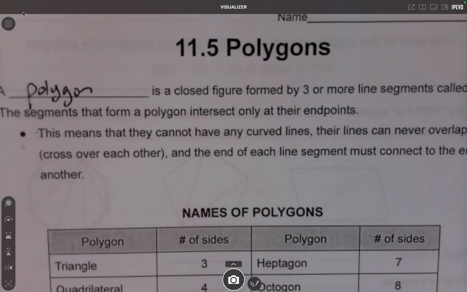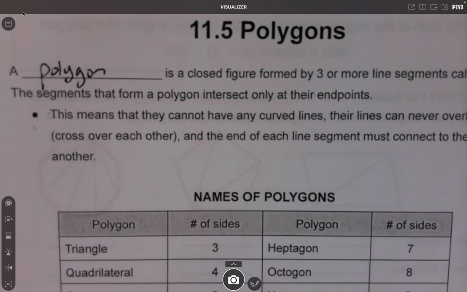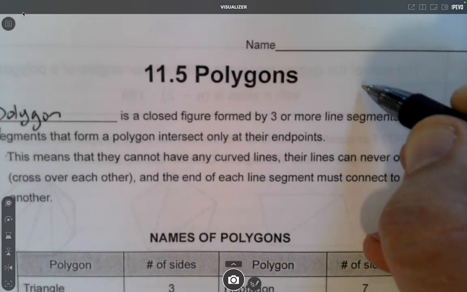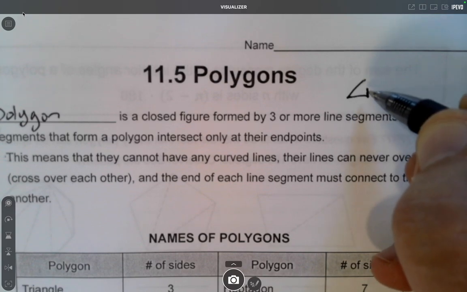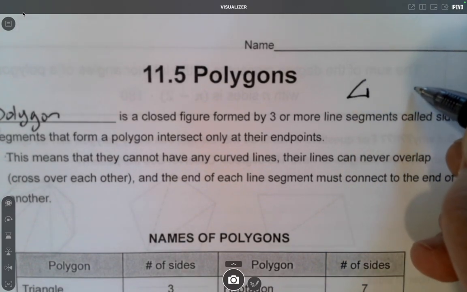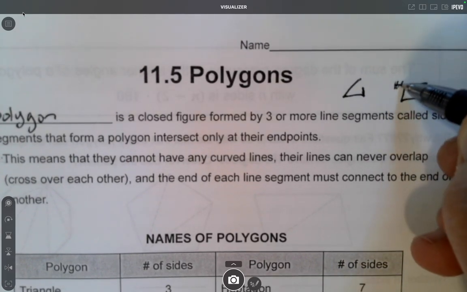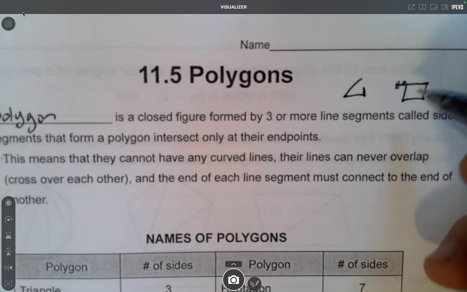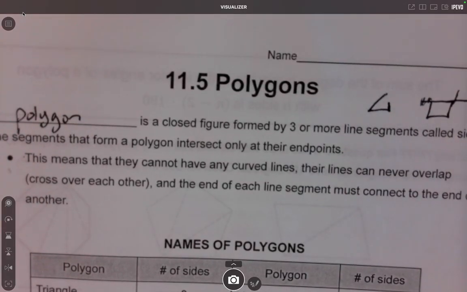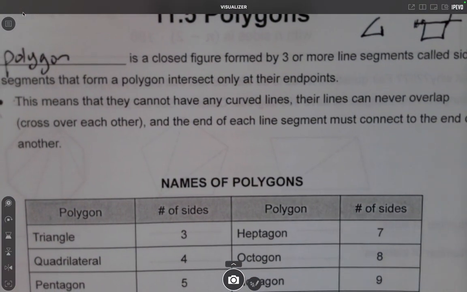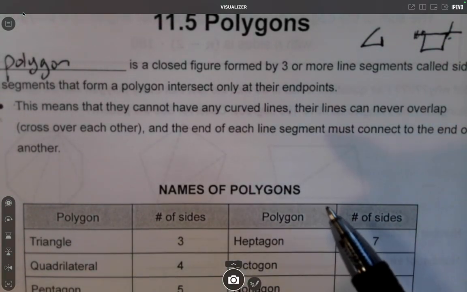The segments that form a polygon intersect only at their endpoints. So essentially what they are emphasizing with this definition is I can't have something that doesn't actually finish the side. This is not a closed figure, this is an open figure because we got this opening right here. But it's also saying that we can't have it where they cross over each other like that. So we can't have this part, it has to end at that end point where they meet. We can't have things extending out beyond that. So this means they cannot have any curved lines. Their lines cannot overlap, cross over each other like I drew there. And the end of each line segment must connect to the end of another.